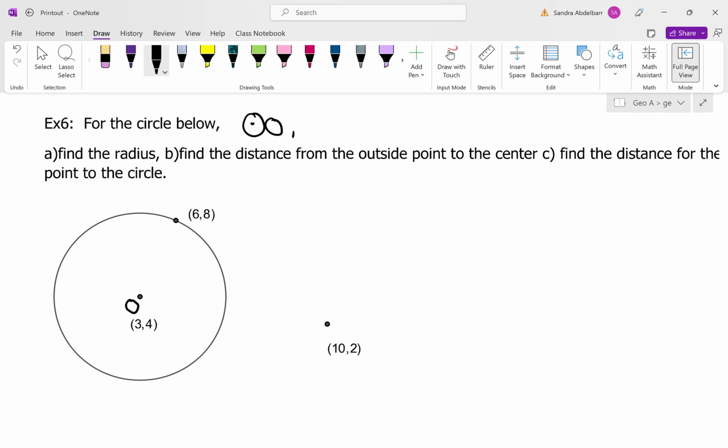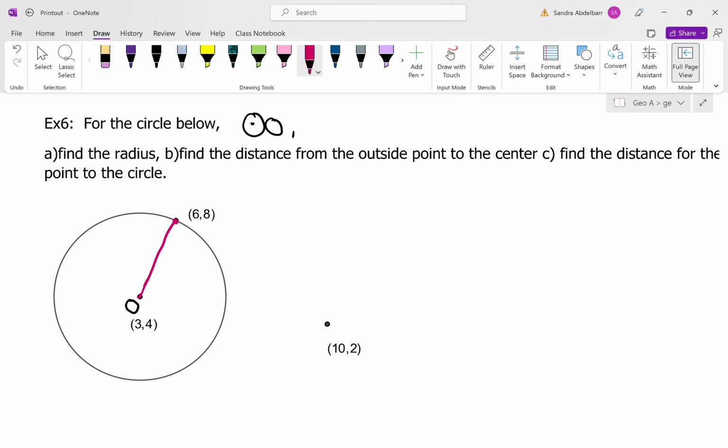The first thing they want us to do is find the radius. Where do you think the most strategic place is to draw this radius? From what to what? Chase? 3, 4 to 6, 8. You got it. From 3, 4 to 6, 8. How come that was the best place to draw the radius? I could have just drawn it across here. Why was from 3, 4 to 6, 8 the best place? Connor? Because that's a designated point. Good, because it's a point with coordinates.